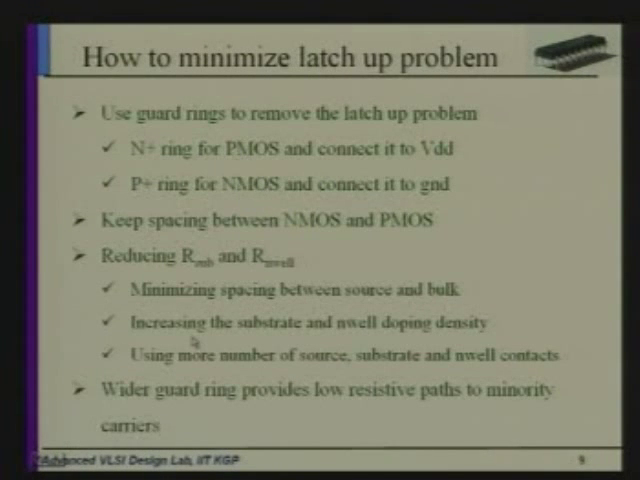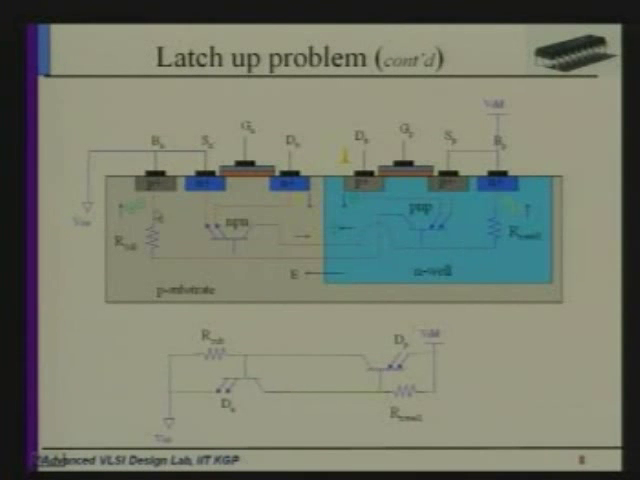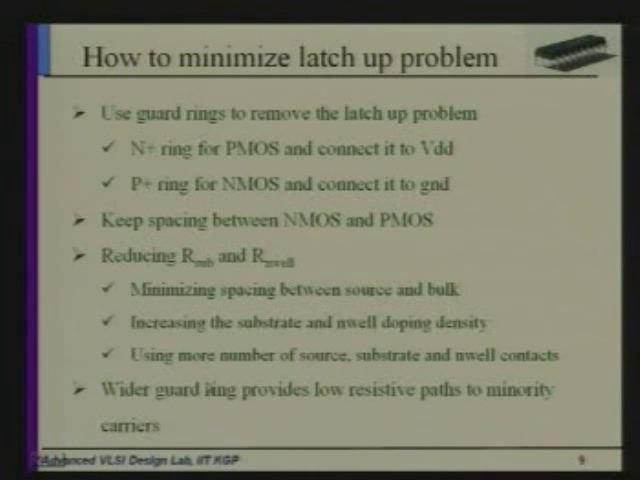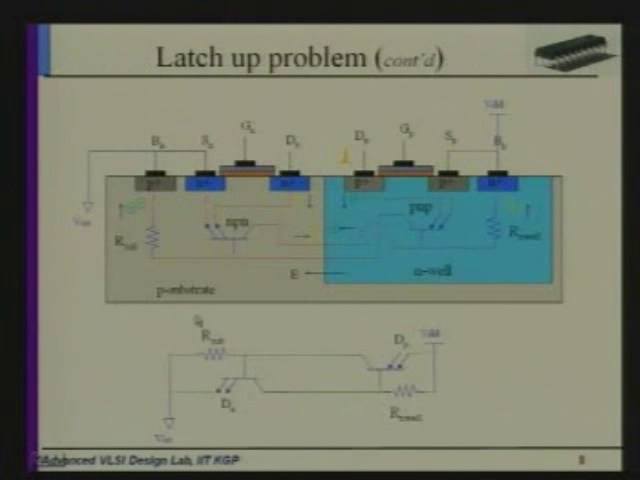That is the one thing. Second thing, doping density. If we increase the doping density of the N-well and P substrate, then automatically the resistance will be less. And the third one is a greater number of contacts. If we use more contacts here, that will also help to reduce this resistance.